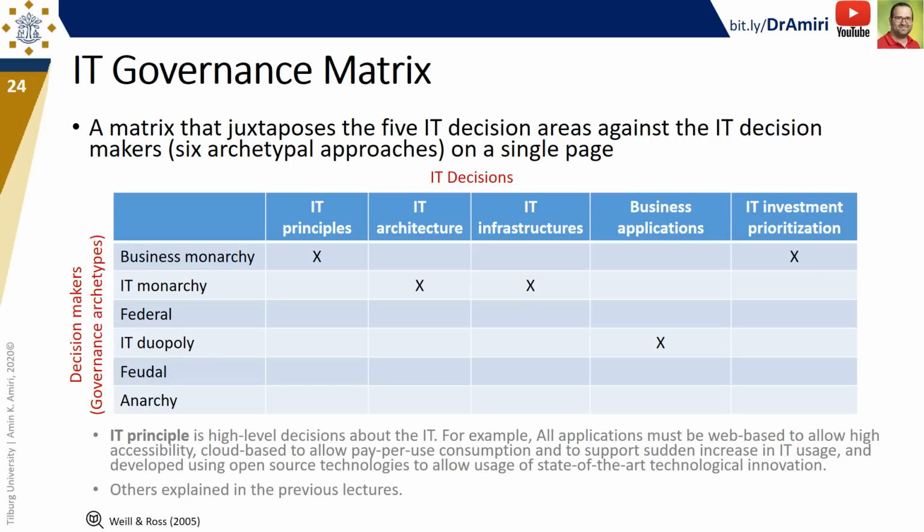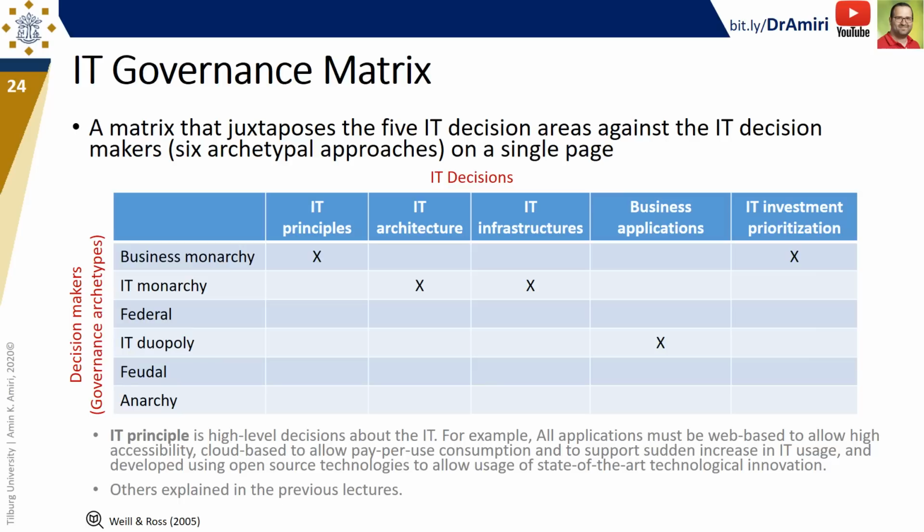And at the same time, when it comes to choosing the right business application portfolio, choosing what business applications to be added in the next 5 years, then the organization can go for IT duopoly, where a combination of IT executives and the business line managers make decisions about those applications that they need.